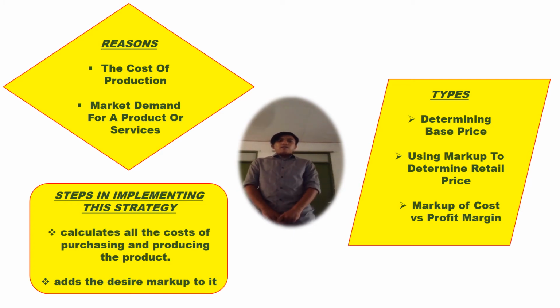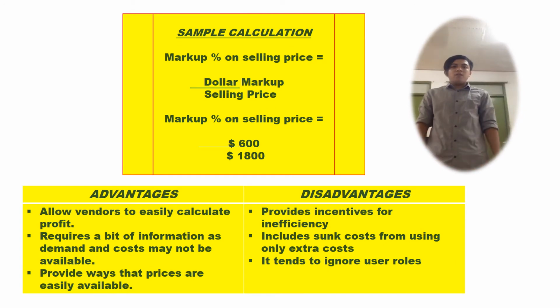Next, the types of markup pricing are, firstly, determine the base price. Next, using markup to determine retail price, and next, markup can be seen as profit margin. And next, the calculation of the markup price is markup percent on selling price equal to dollar markup divided by selling price, and you can get the answer of the markup price.